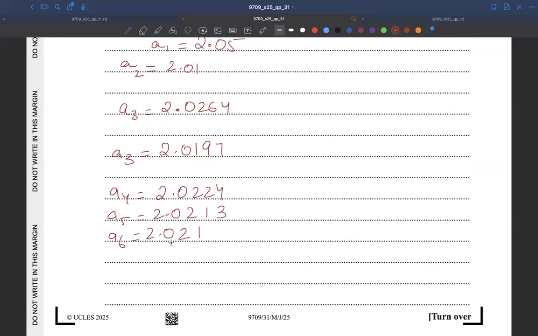And we are getting again 2.02175. So again, we are getting the answer to 2 decimal places. So the final answer for a will be 2.02.